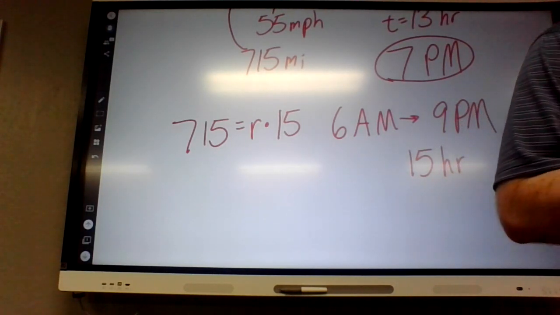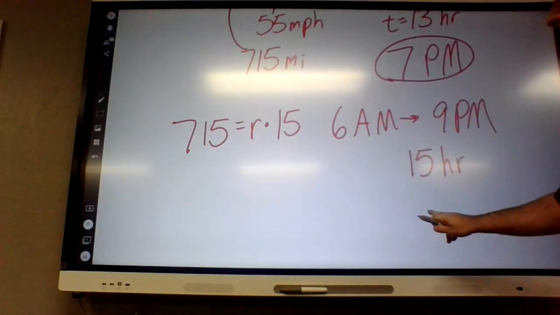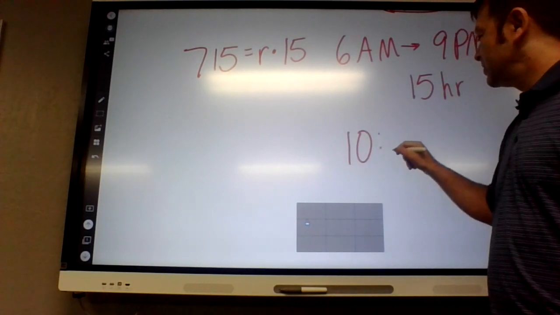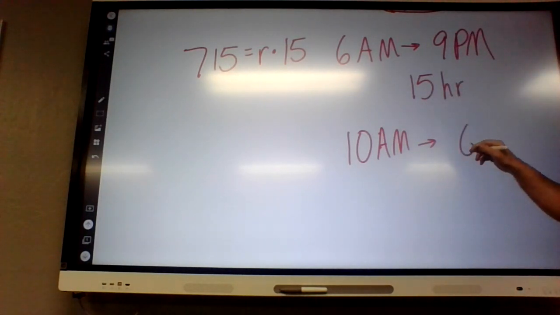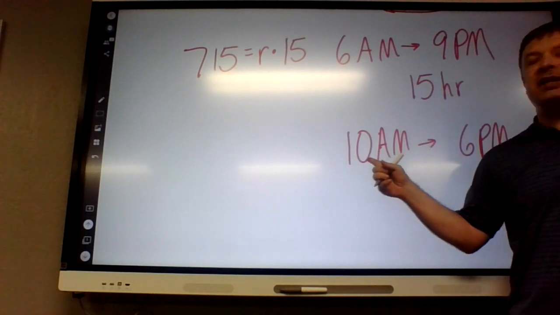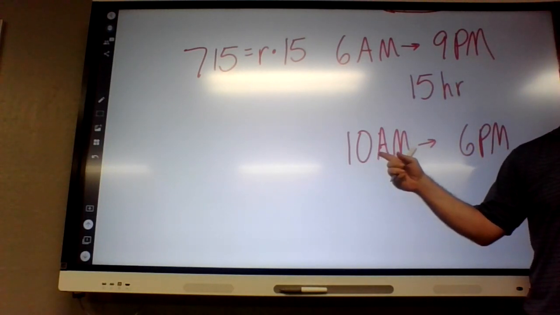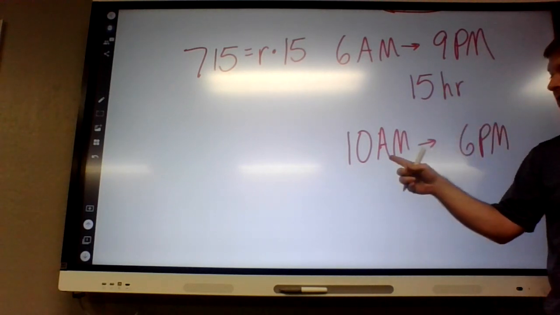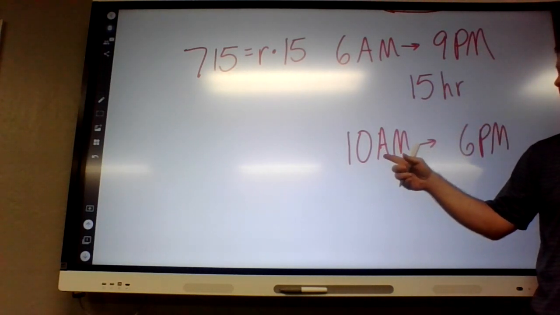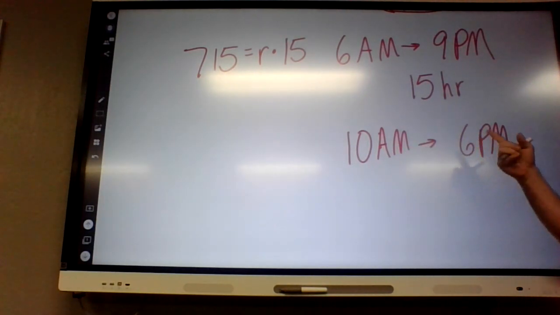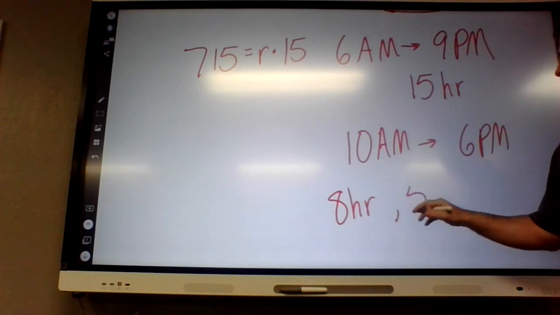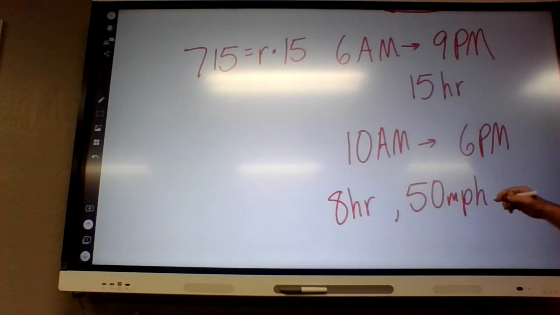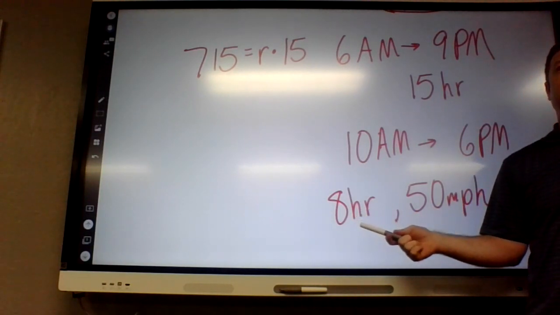So if they started at 10 a.m. and they stopped, well, let's put this, 10 a.m. and then they stopped at, what time? 6 p.m. So how far is it from 10 a.m., which is 10 in the morning, right? How far is it from 10 a.m. to noon? From 10 a.m. to 12 noon is 2 hours. How far is it from noon to 6? 6 hours. So how long must they have been traveling? 8 hours. So that's their time. It also told us they were going 50 miles per hour on average. So how do I find how far they traveled?